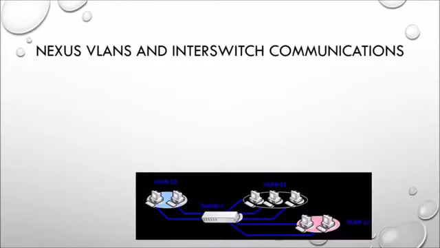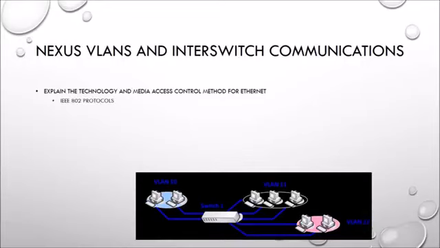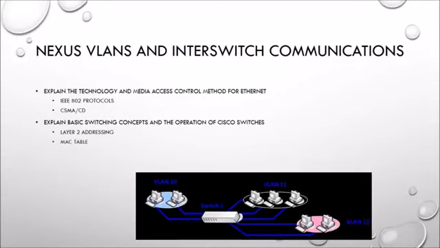In a Nexus environment, you're going to want to know how to explain Ethernet technologies and media access control methods. Be familiar with the IEEE 802 protocol and carrier sense multiple access collision detection, or CSMA/CD. Be able to explain switching concepts and Cisco switch operations: layer 2 addressing, MAC address tables, and flooding. These are all features of Cisco switches that you're going to want to know.